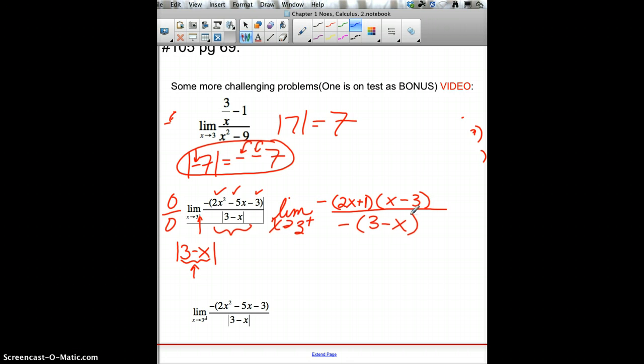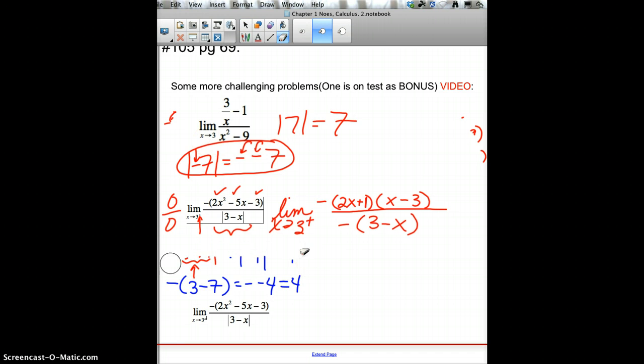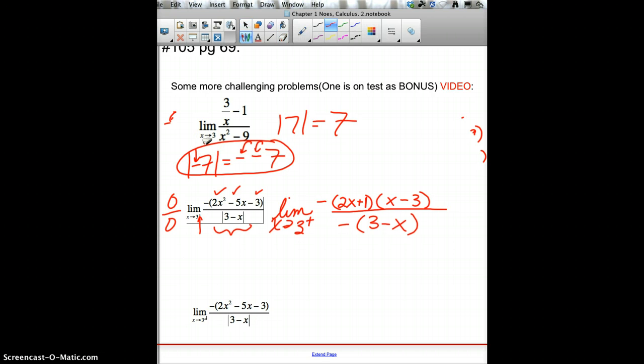So let's go way to the right, like at 7. I would say, well, that is negative 4, absolute value of which is 4. Notice I got the opposite of 3 minus 7, which would be the opposite of negative 4, which is 4. So just so you understand, I think when they first teach absolute value, they say it's always positive. It's distance from 0. But here, we really need to understand the formal definition of it.